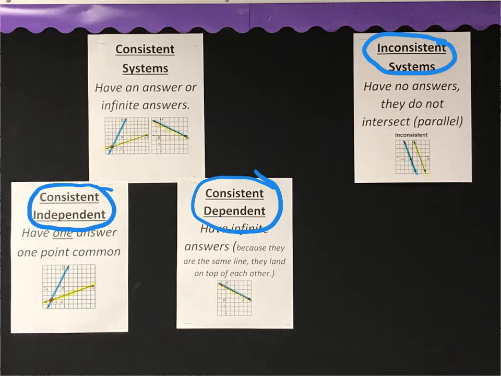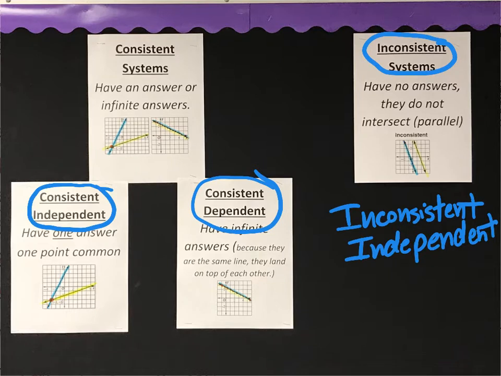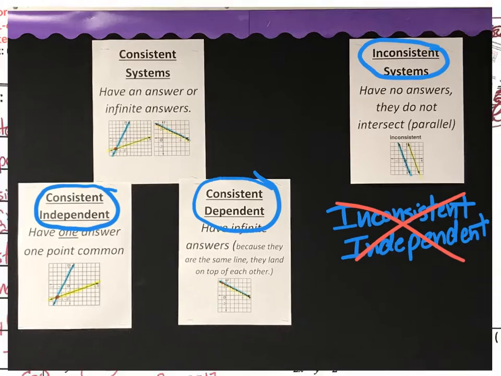There is no such thing as inconsistent independent. No way. There's no such thing as inconsistent dependent. I mean, these are the only three options here, guys. Consistent means it has an answer. Independent means one answer only. There's a point of intersection. Consistent dependent, that means it has answers, but it's dependent. One line lands right on top of the other line. So there's an infinite amount of answers there. But the classification is consistent dependent. And if they don't cross, that's where you call it an inconsistent system. Those are the only three possible answers that you're going to have for questions 1, 2, and 3 on the test.